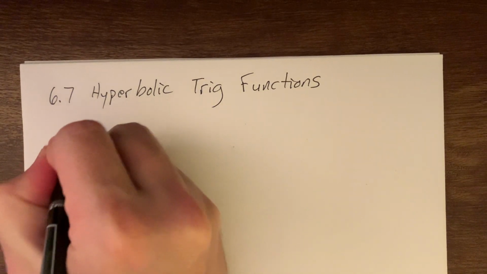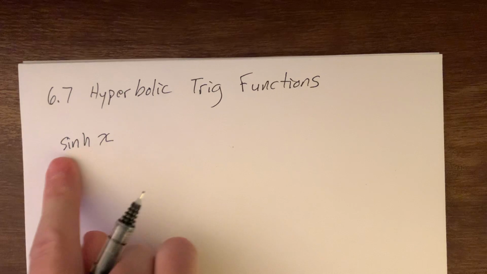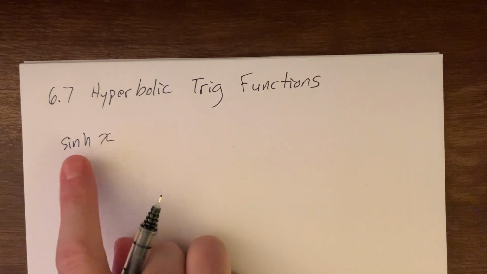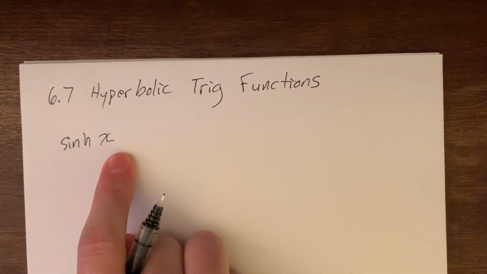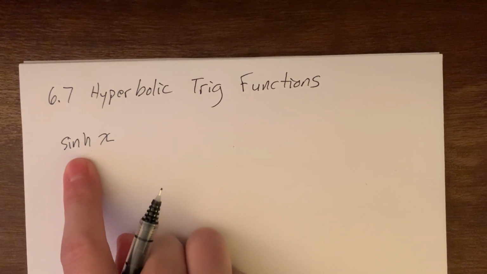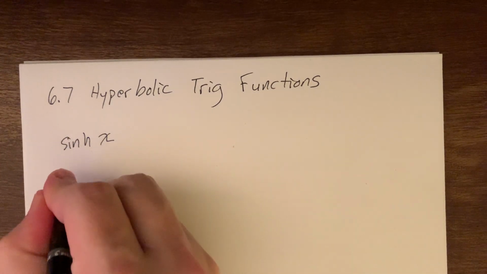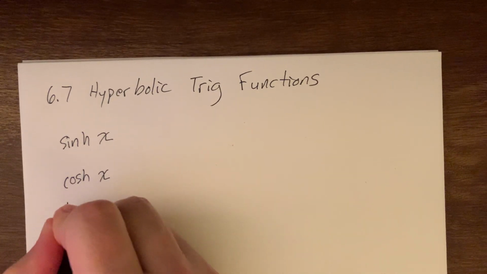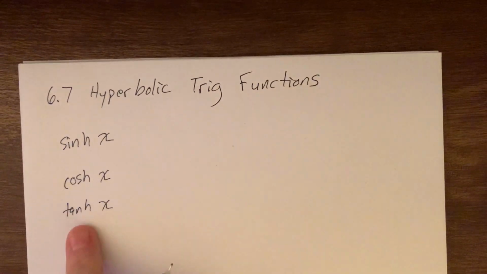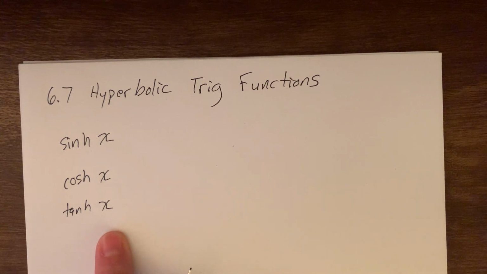We have hyperbolic sine x. Some people actually read that "sinch x", almost like that's a th. More people in my experience tend to just call it hyperbolic sine. And we also have hyperbolic cosine, cosh x, hyperbolic tangent, tanh x. I could keep going. Hyperbolic cosecant, hyperbolic secant, hyperbolic cotangent. But first things first, what are these functions?